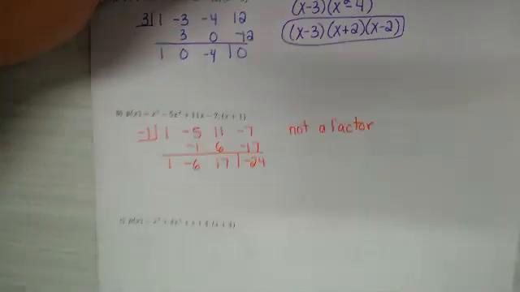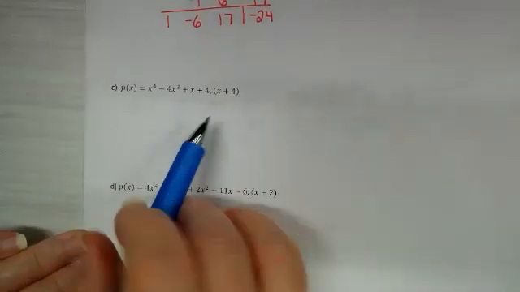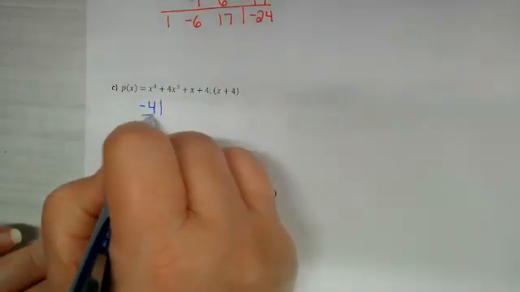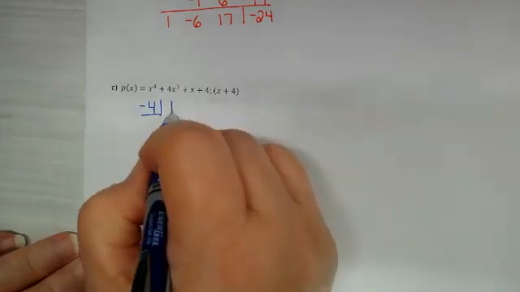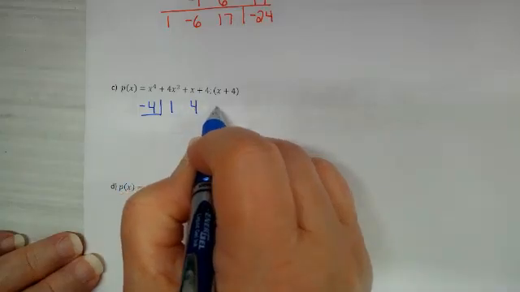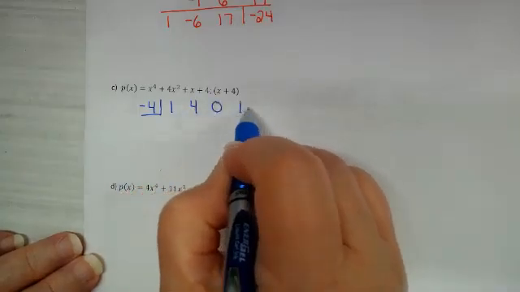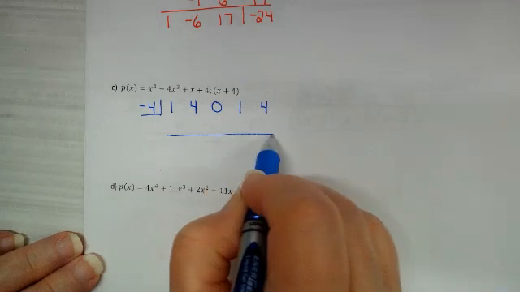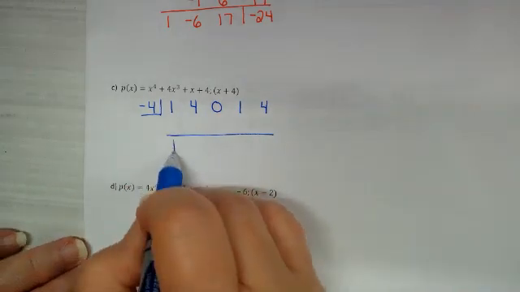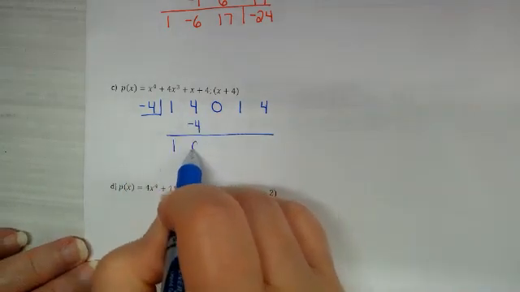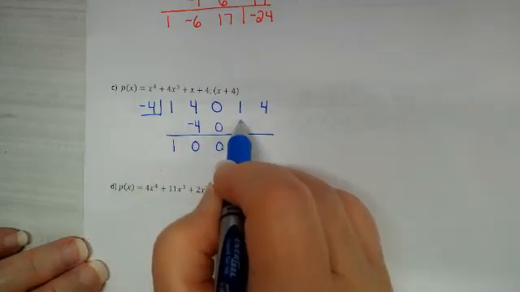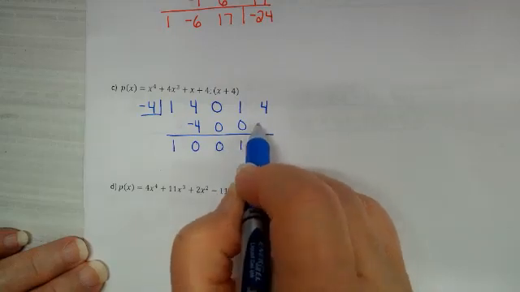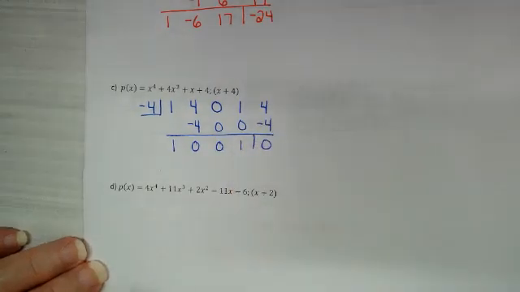All right, let's try letter C. The 0 of my factor. Now I'm missing an x squared, so I'm going to put a 0 in its place. X to the 4th, x to the 3rd, there is no x squared, x to the 1st, and my constant. Here goes. Bring down the 1, multiply and add. Multiply and add. Multiply and add. Multiply and add. Wow, there was a lot there.